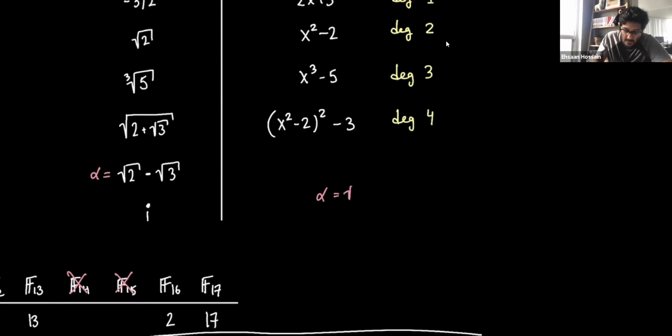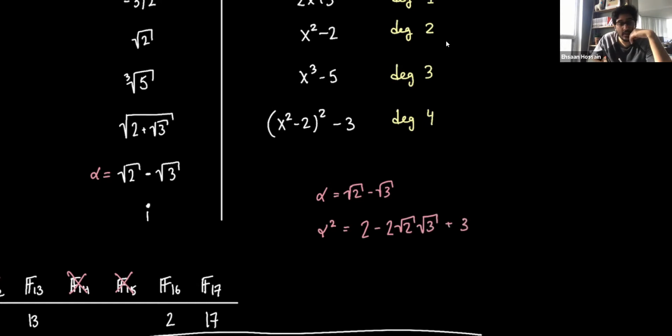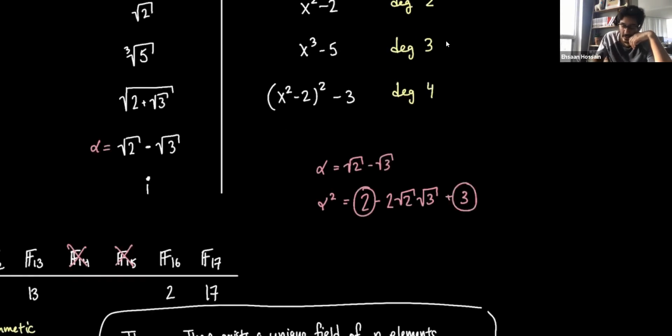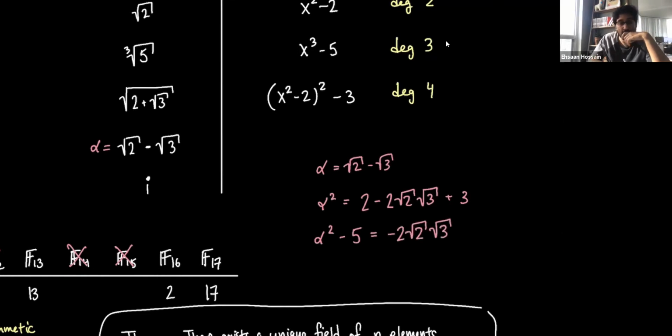Alpha equals square root 2 minus square root 3. What should I do in this case? Square, yeah. So I'm going to get 2 minus 2 square root 2 square root 3, I think, yeah, plus 3. Okay, the 2 plus 3 becomes 5. So this, I can write it as alpha squared minus 5 equals negative 2 times square root 2 times square root 3. Now what should I do?